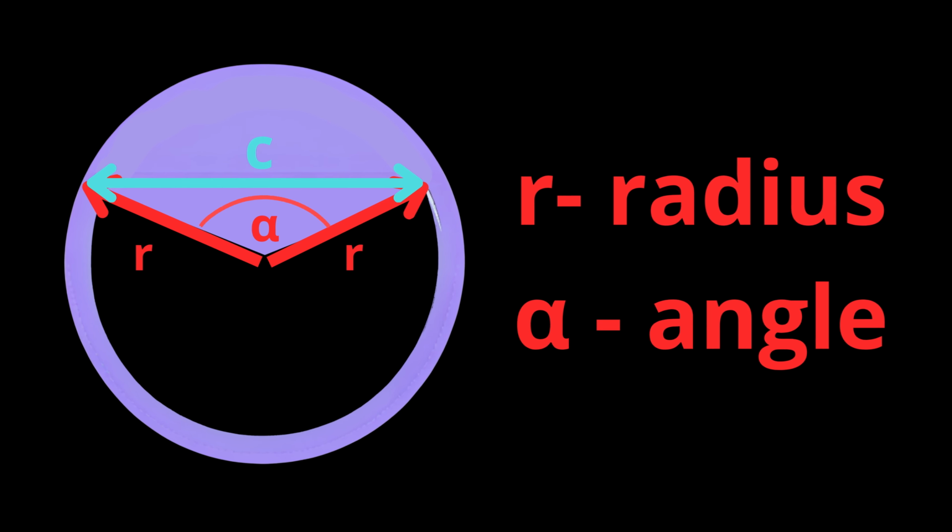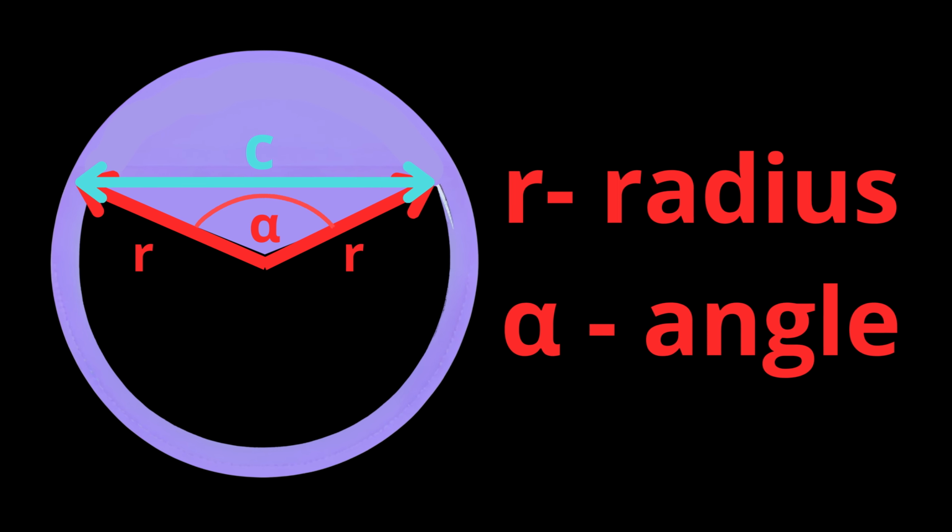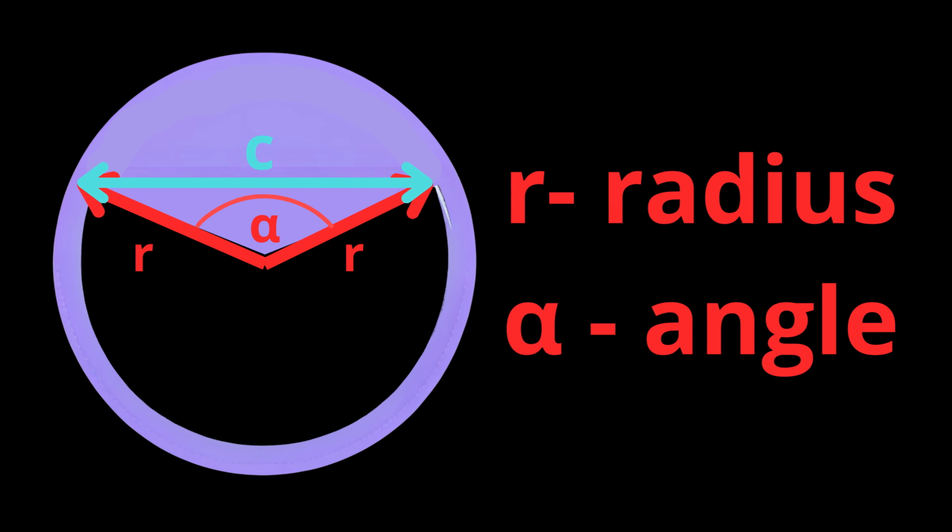To calculate the perimeter and area of a circular sector, you will need the following information: radius, which is the distance from the center of the circle to a point on the circumference; angle, which is the angle that the sector of the circle subtends, measured in degrees. This angle is formed between the two radii that make up the arms of the sector.